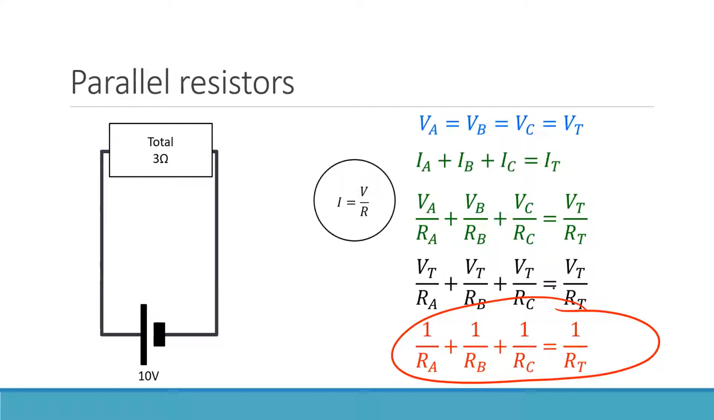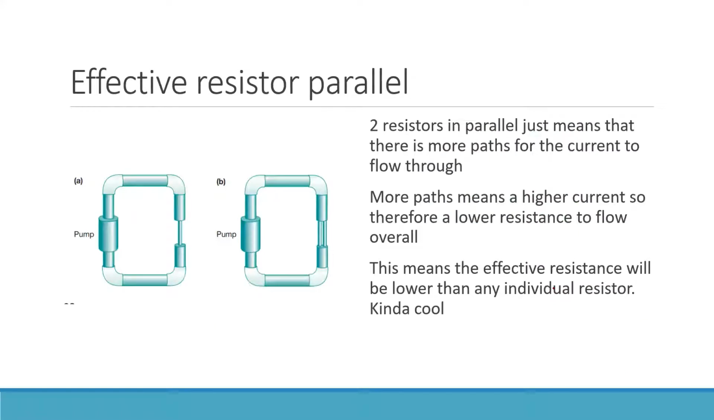The sort of analogy for that comes from this pump here. If you have one thin resistor, it's going to slow down the flow. If you have two thin resistors, yes, it's still going to be difficult for the current to go through, but essentially what you're doing is just creating more paths, more ways for the water to go through. So therefore, there's going to be less resistance overall.